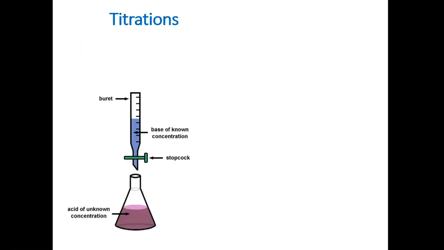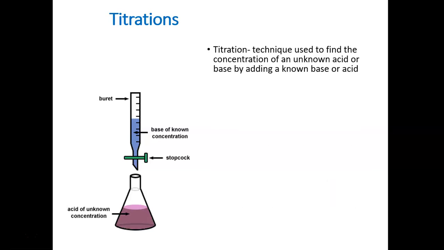Now, we're going to use it, well, we won't actually be able to do this in person, but a really common technique that we're going to discuss is called titration. In a titration, this is the technique that's used to find the concentration of an unknown acid or base by adding a base or acid of known concentration, okay?